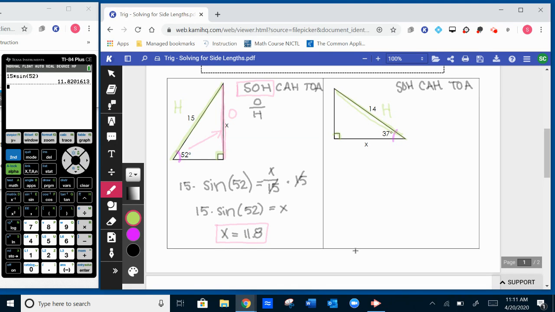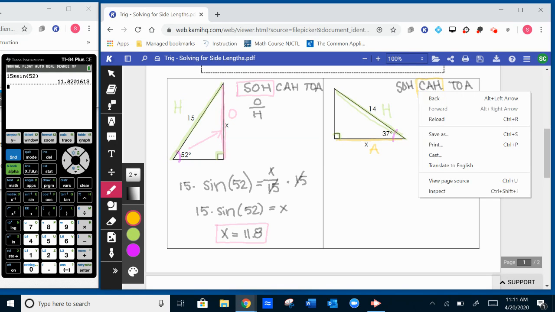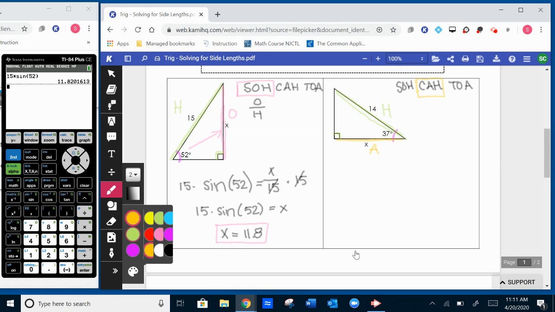And then I'm working with the side that is right next to the 37 degrees. So we are working with our adjacent side. So in this case, I'm working with my AH. So we're going to use cos. So that is A over H. Same setup as we did last time.